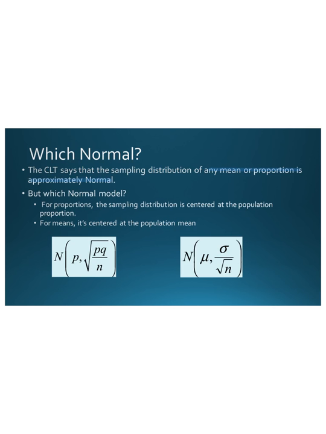But which normal model? For proportions, the sampling distribution is centered around the population proportion, and for means, it's centered at the population mean. Notice for our proportion, the mean is p, the population proportion. The standard deviation, remember, is the square root of p times 1 minus p, or q, all over n. Now if we look at the sample mean, its mean is the same as the population mean. And for the standard deviation, we take the population standard deviation over the square root of the sample size.